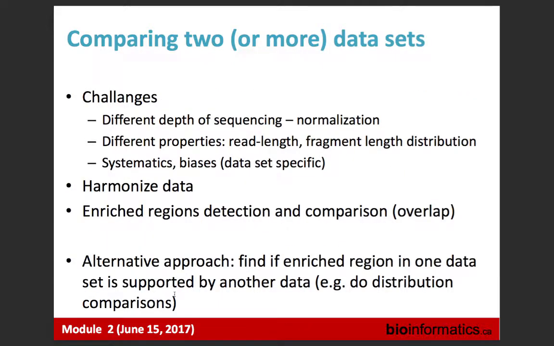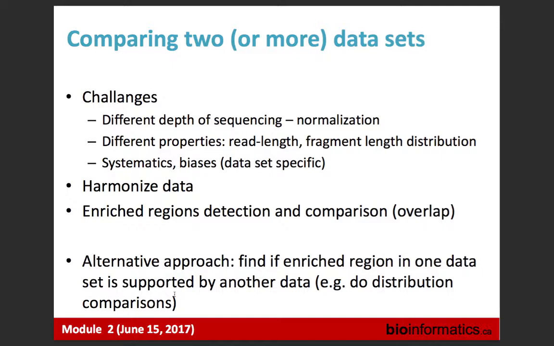And that's almost my last slide. It's about comparing two or more data sets. The challenges, of course, are different depths of sequencing, where we're at the mercy of normalization; different signal to noise, where we're also at the mercy of normalization; different read lengths, which I already mentioned; and different fragment length distributions. Even if the read length is the same, if the fragment length distribution is completely different, then our data will have some biases. And there are many other biases, such as sequence-specific biases, GC, etc.